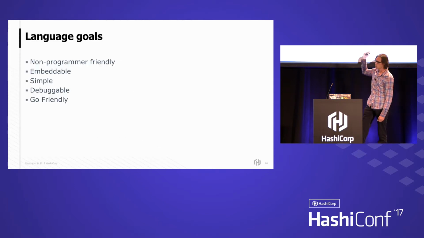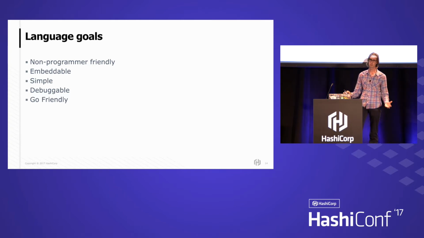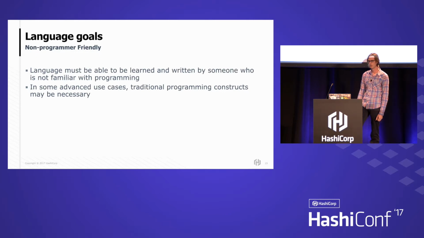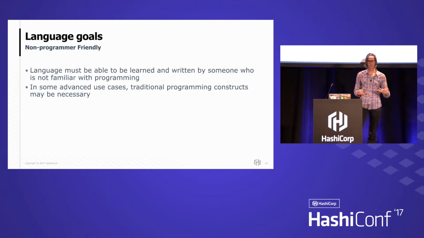So we had these five language goals. Sentinel had to be non-programmer friendly. Sentinel needed to be embeddable. It had to be simple. It needed to be debuggable. And it had to be Go friendly. So for a large percentage of real-world use cases, the language needs to be learned and written by somebody who's maybe not so familiar with programming. Now, it's expected that in some of the advanced use cases, you can use traditional programming constructs.